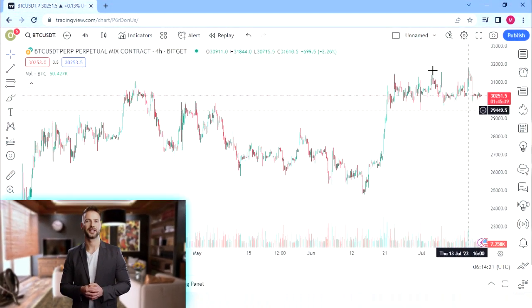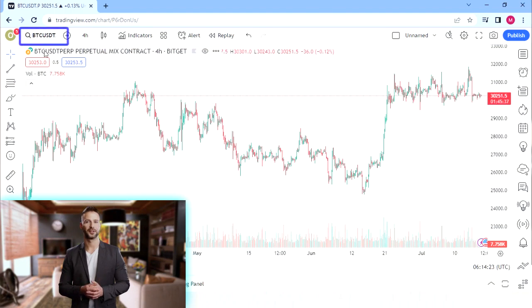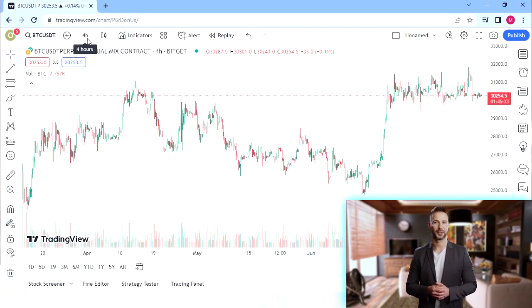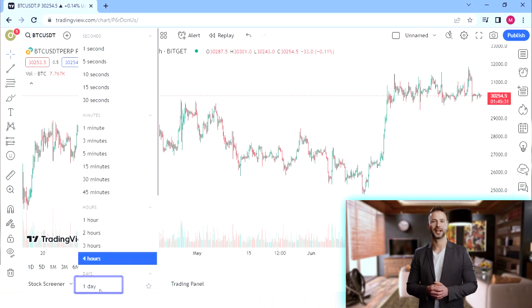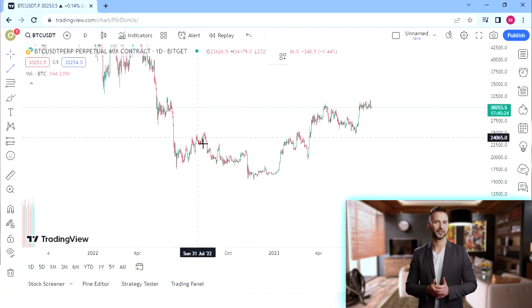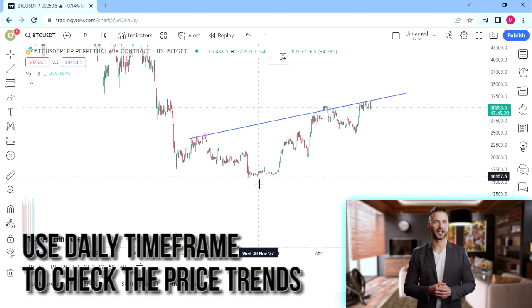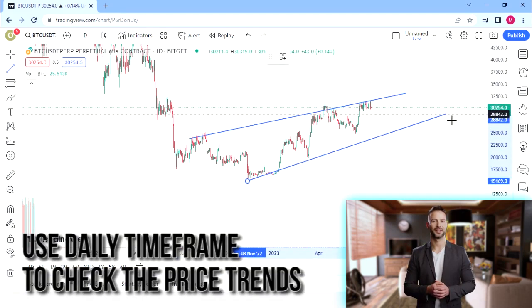Now you must be curious what technical analysis I use. Let's break it down here. Right now we are already in the TradingView chart, looking at the Bitcoin pair. What I do is move the time frame to the daily time frame first. Okay, now I want to check the price trend, whether it's bullish, bearish, or just sideways. I always use the daily time frame to check the price trend.